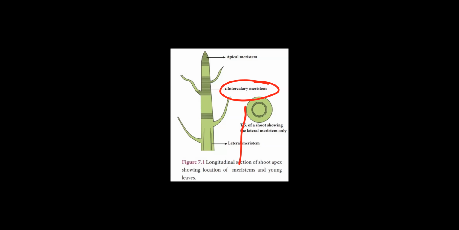This is a specialized meristem which is mainly found in monocots. I gave you the combination. Monocots have apical meristem and intercalary meristem, and absence of lateral meristem. For dicot, I said they have mainly apical meristem and lateral meristem, and absence of intercalary meristem. So this is mainly found in monocot plants. You can see at the base of the leaves they are present, even in a mature plant, at the base of the leaf, they occur.